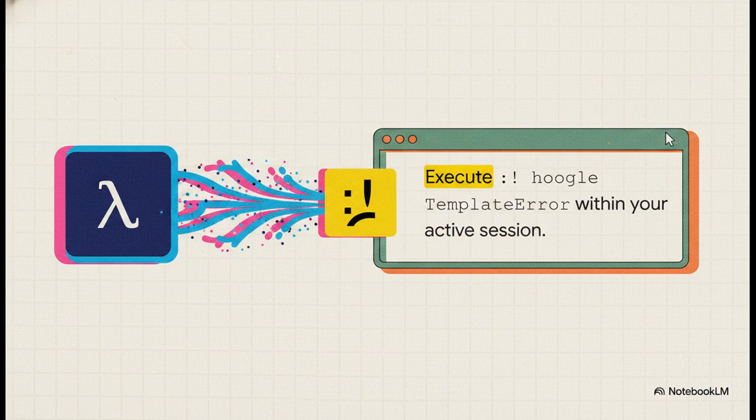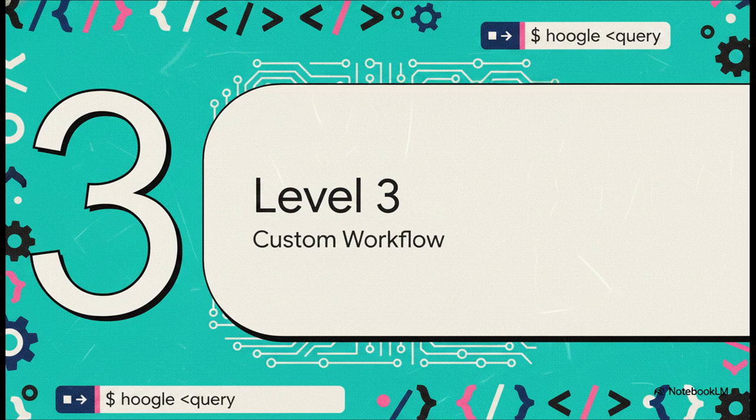You get the exact same brilliant results we just talked about, but you never actually leave your workflow context. You stay completely in the zone. Ready to step it up? Level 3. Customizing your workflow.